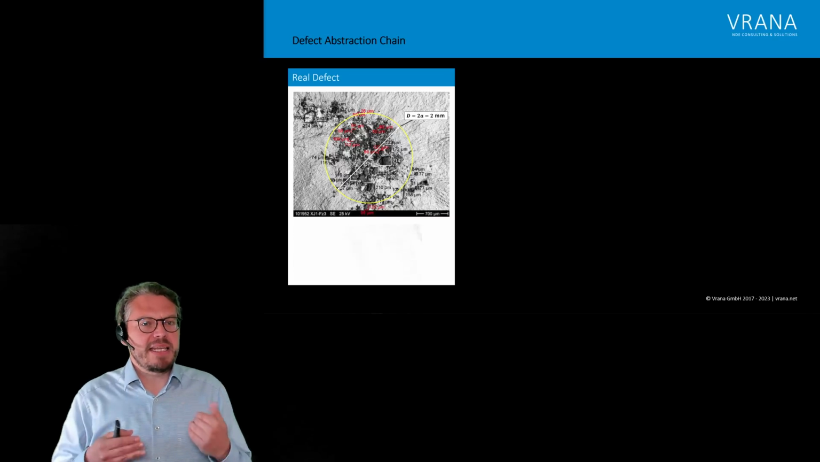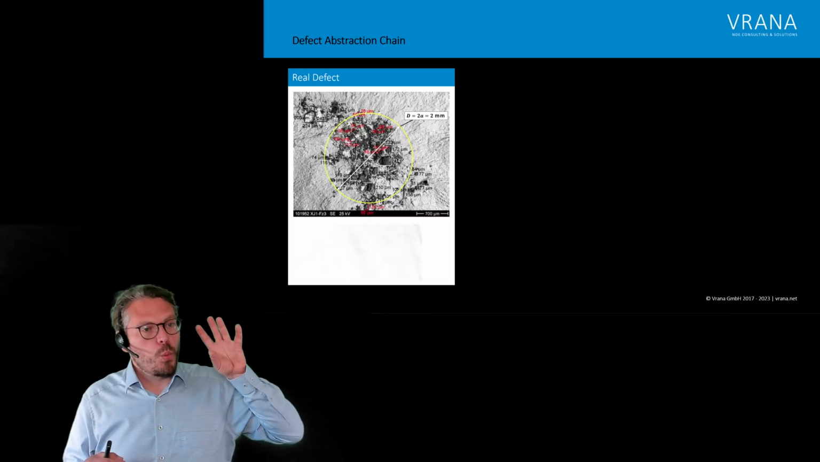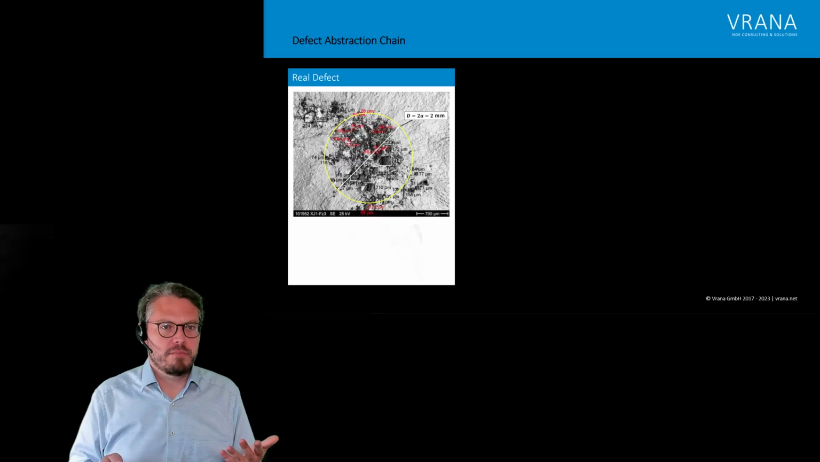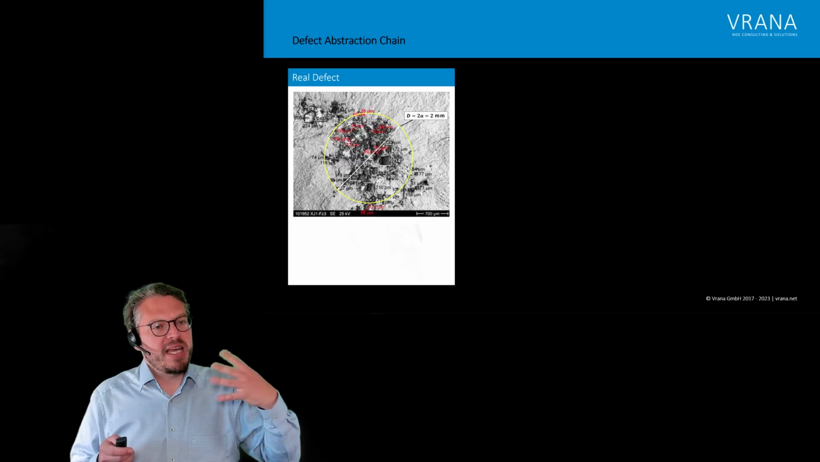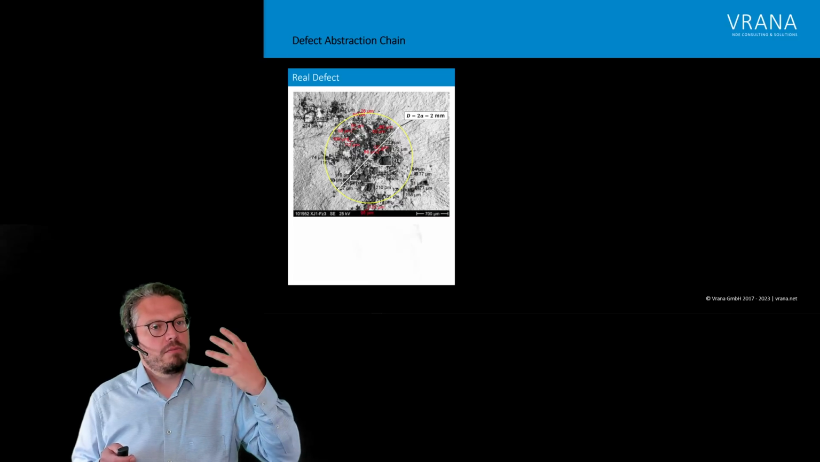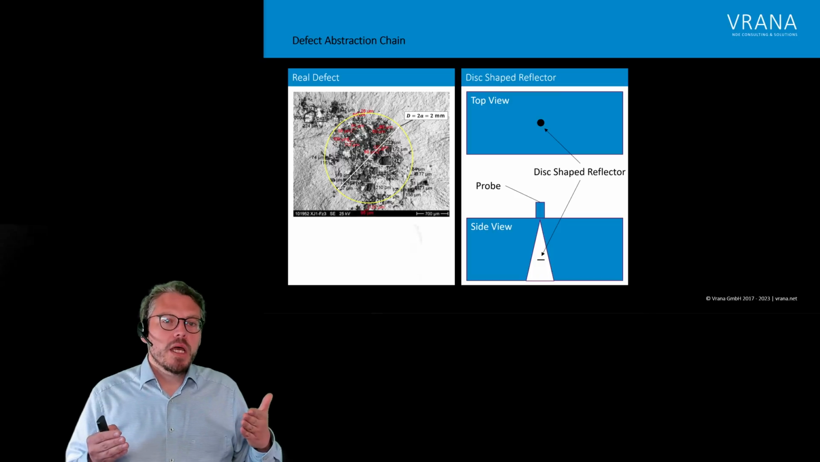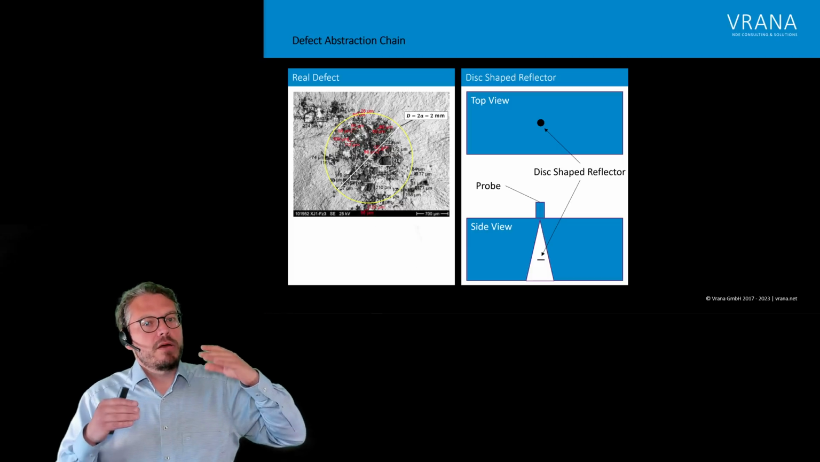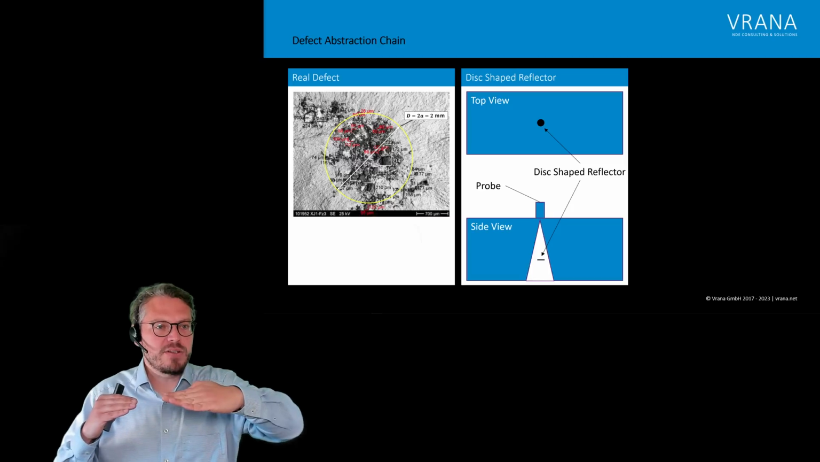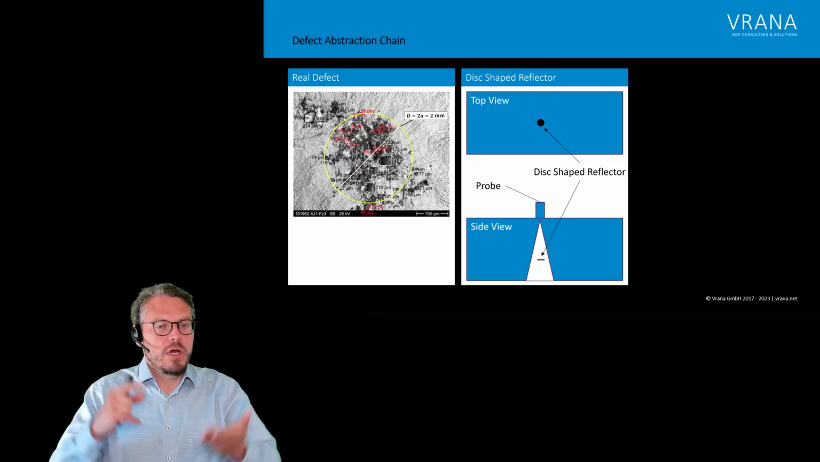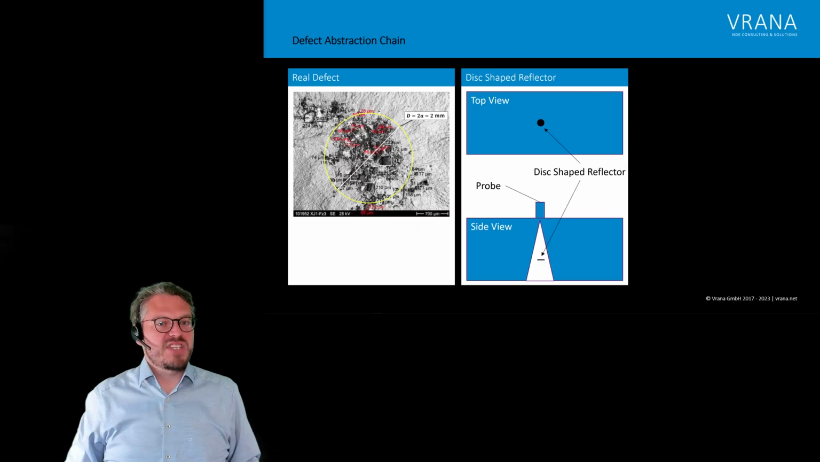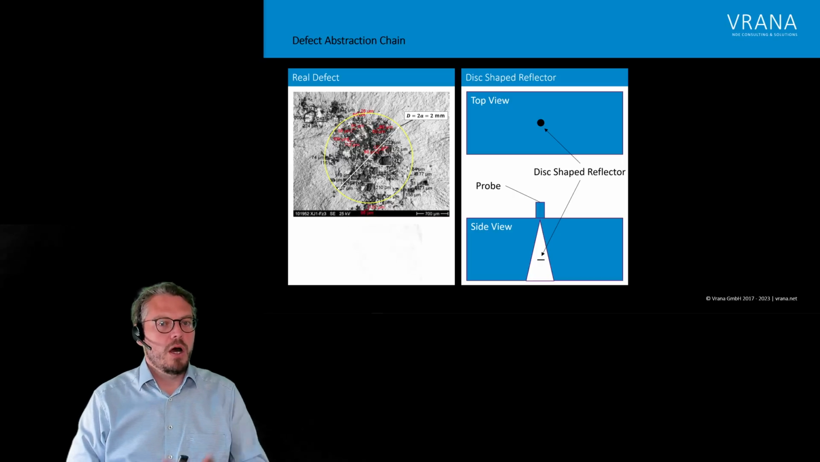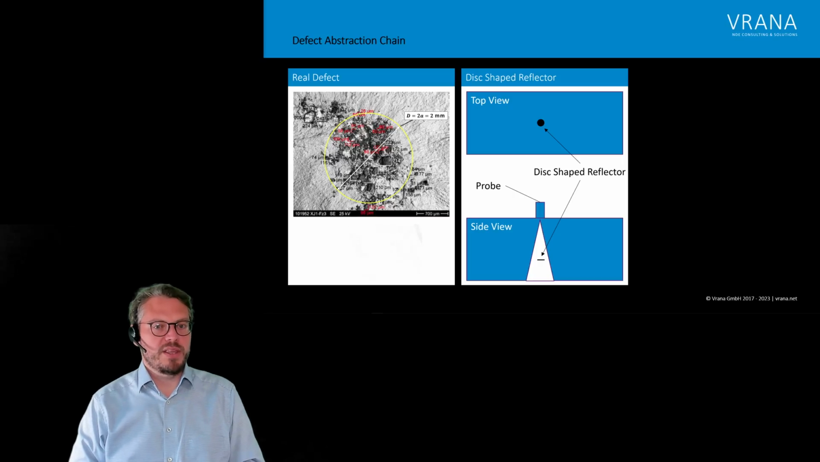Okay, let's look a little bit into the situation we have. We have our real defect. Here you can see a microscopic image of a real defect. And to make a sizing simpler, based on the reflectivity, we do one step of abstraction. We go from a real defect to a disc-shaped reflector. That is something which is flat and round. It's flat to the sound hitting it, and it's round in terms of the beam diameter, like you can see here on the top view and the side view of that reflector.